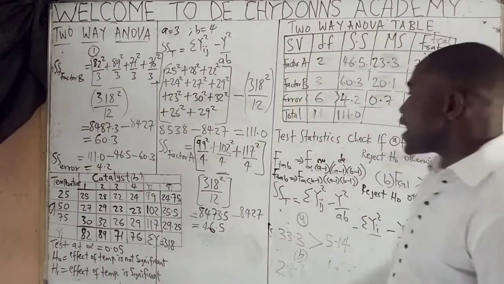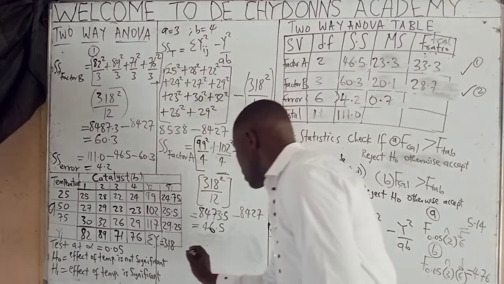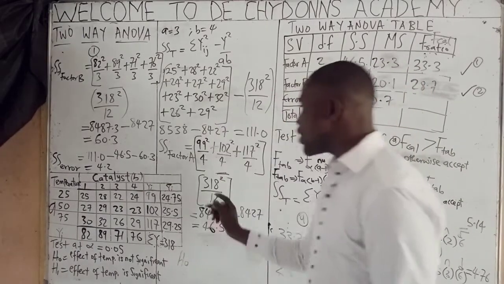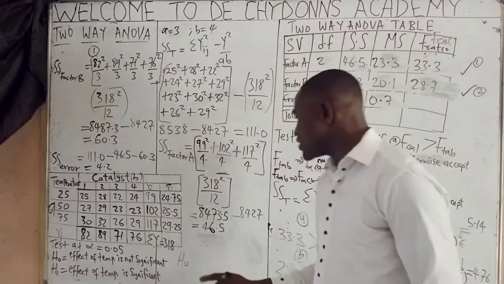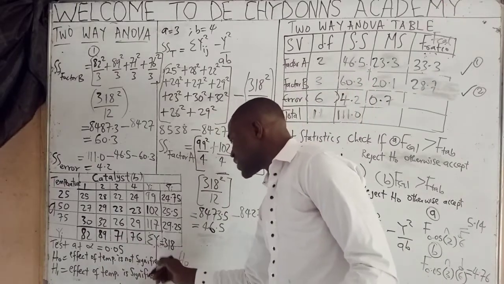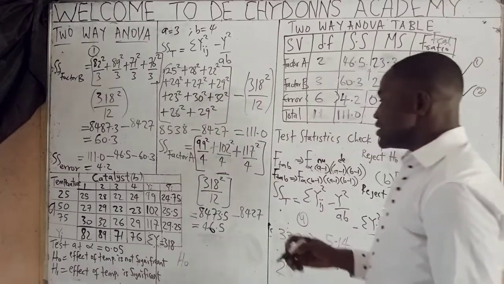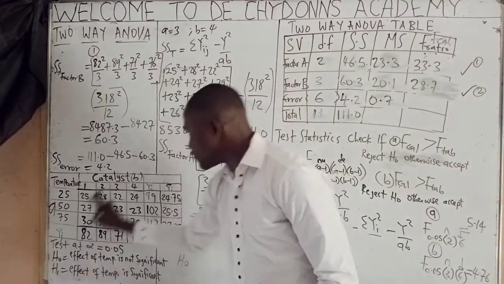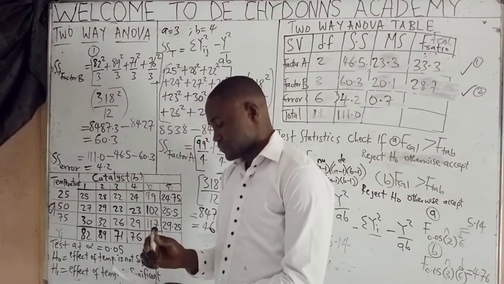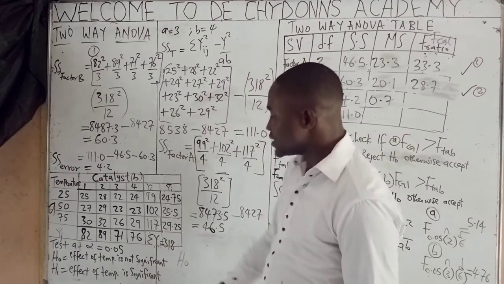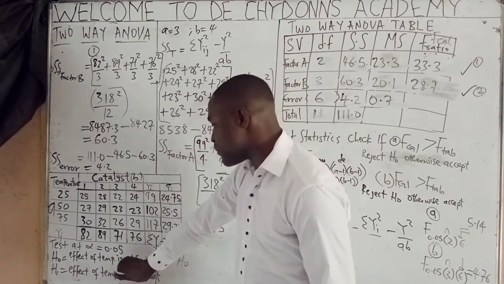Now, the second one is effect of catalyst. Since we have temperature and catalyst, this one is for temperature. The null hypothesis for catalyst says effect of catalyst is not significant. The alternative, effect of catalyst is significant. That is the null hypothesis for catalyst and the alternative hypothesis for catalyst. So what we are saying is that the null and alternative hypothesis you have here is for temperature.